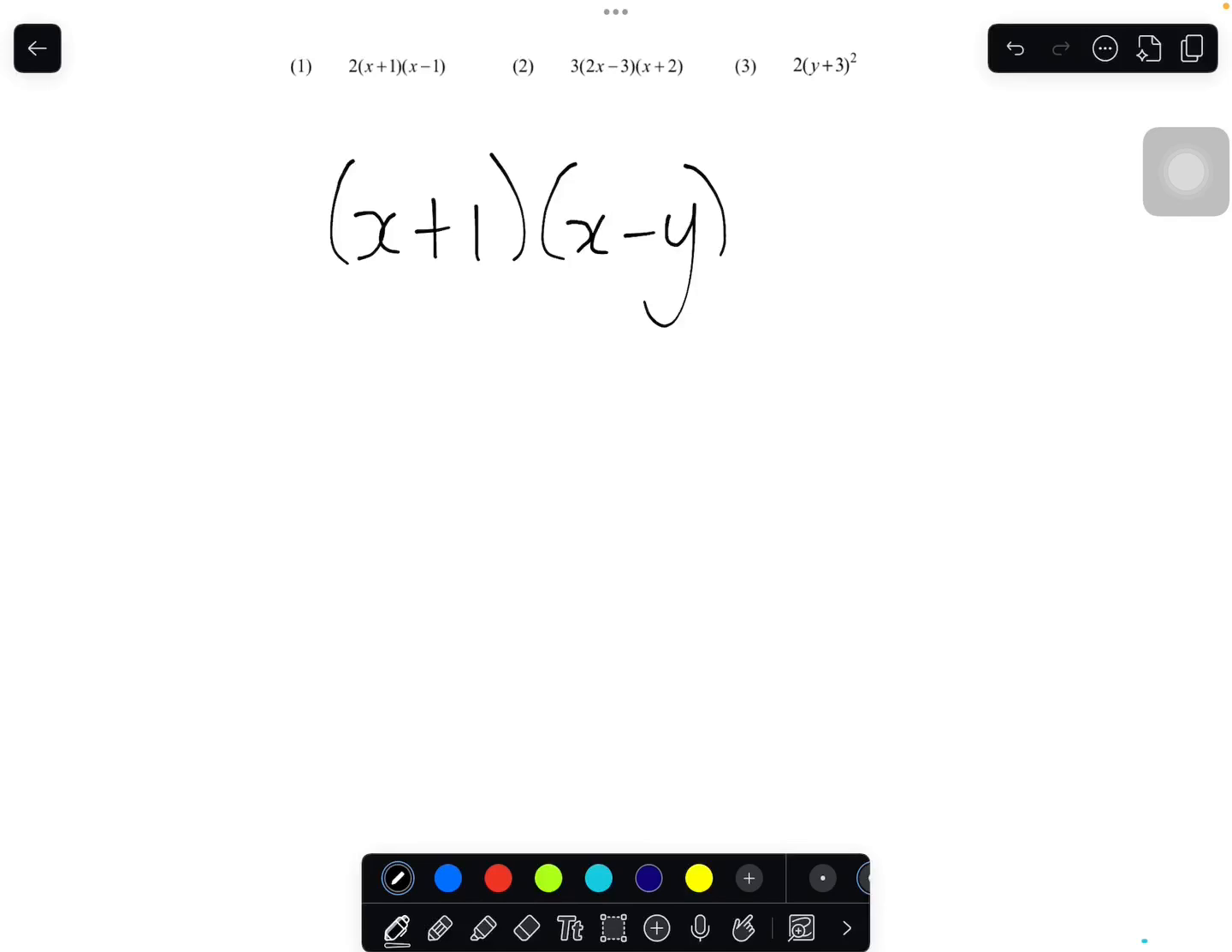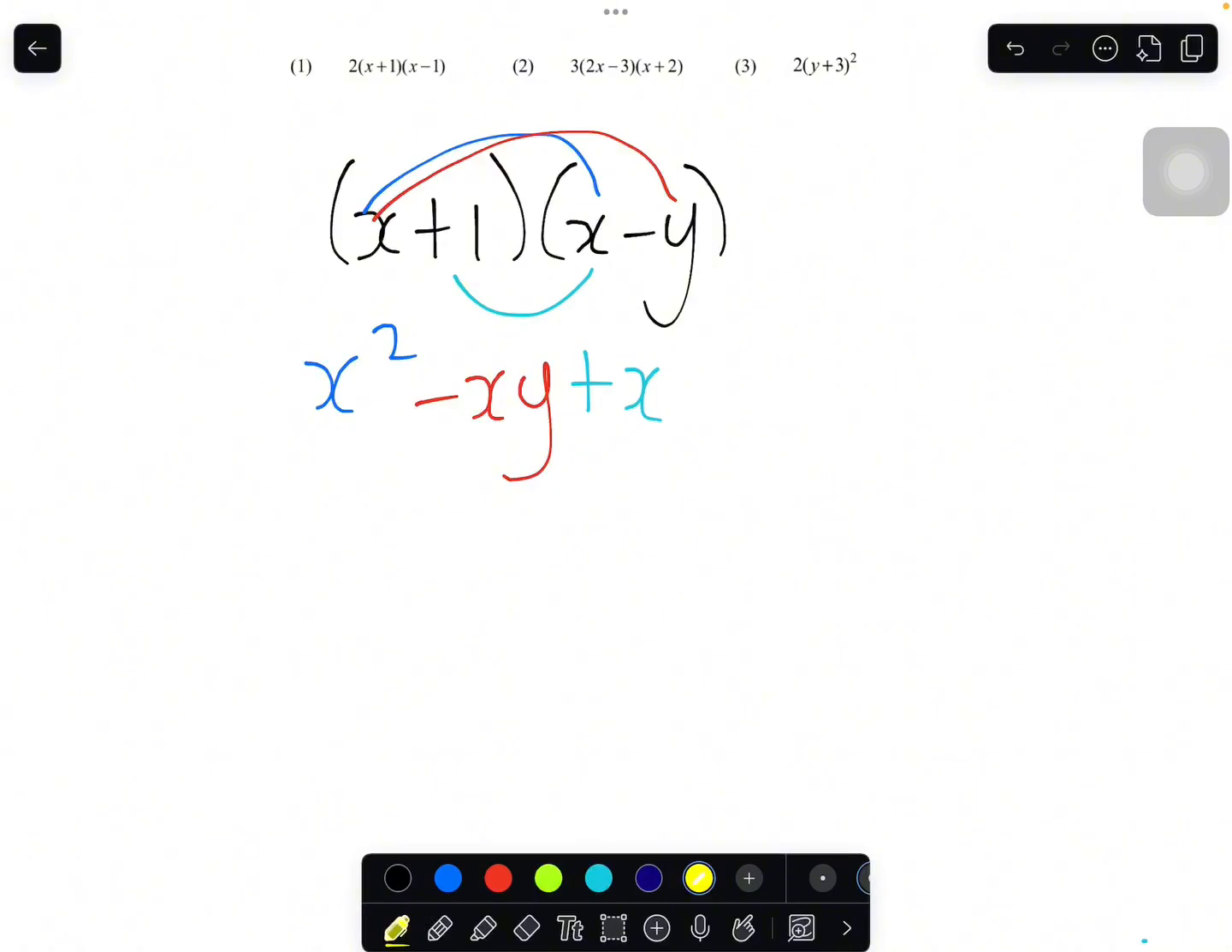What we do is we'd multiply this x by this x, and that'll become x squared. We then multiply this x by this y, it'll become minus xy. We then multiply this 1 by x, and I get plus x, and then I'd finally multiply this 1 by the y, and I get minus y.